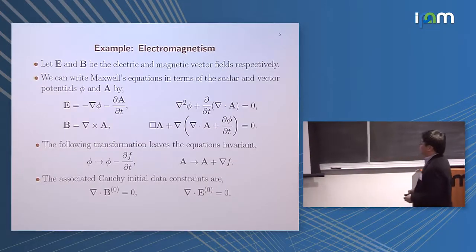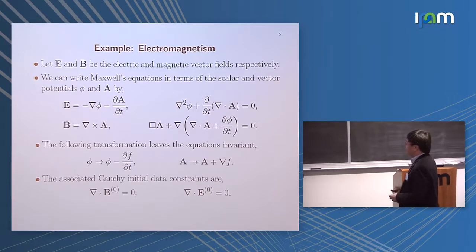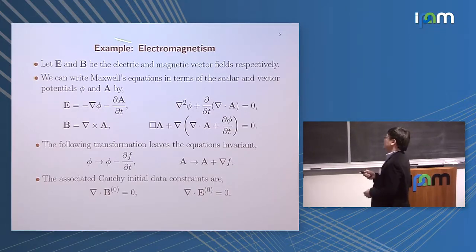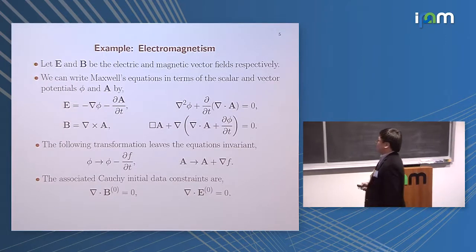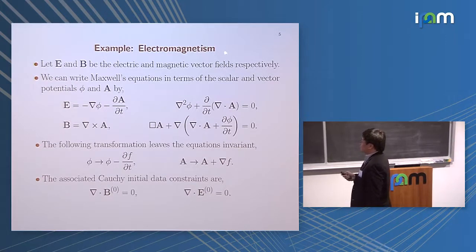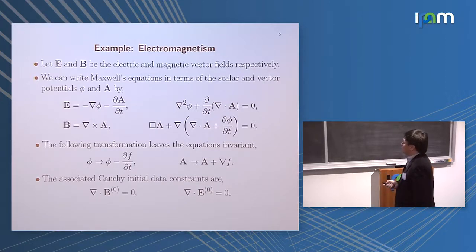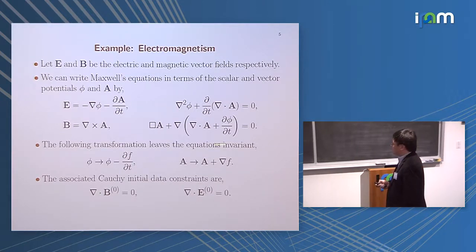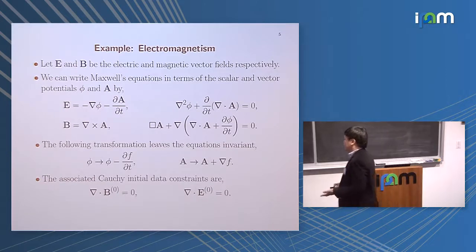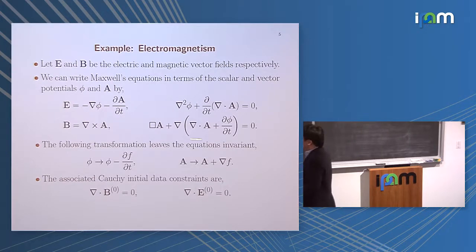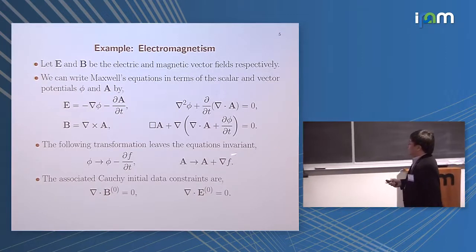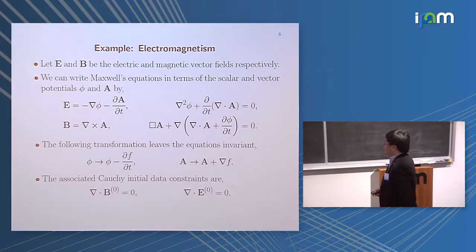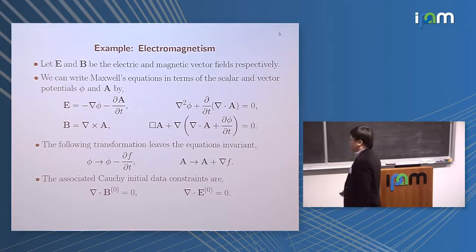Let me give you a brief example of what I mean by a gauge field theory. I'm going to look at electromagnetism. If you look at the E and B fields, which are the electromagnetic fields, you can write down Maxwell's equations in terms of the scalar and vector potentials in the following form. One can check that the following gauge transformation, which depends on f, a scalar-valued function, leaves the equations invariant. So this is an example of a gauge symmetry.